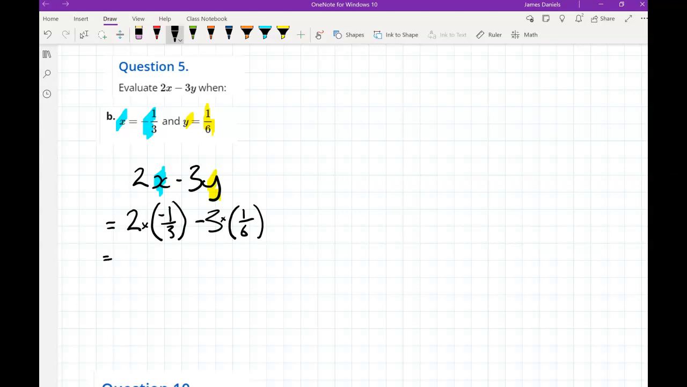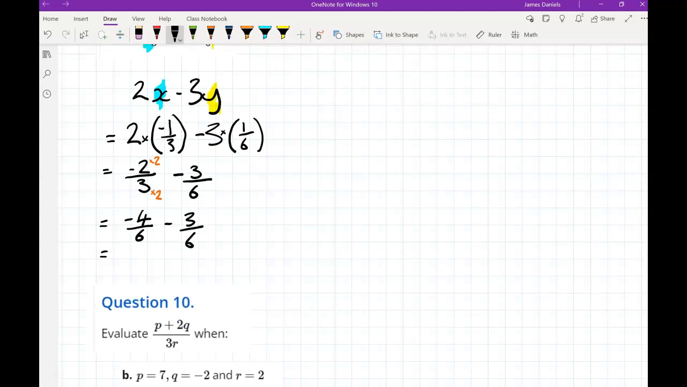I've got 2 times negative a third, so 2 times negative 1 is negative 2 on 3. Negative 3 times 1 is negative 3 over 6. I've got 2 fractions here. We need to have a common denominator with fractions before we can add or subtract. Notice that we're subtracting. So the common denominator I can create is 6. If I multiply by 2, multiply by 2, I would get minus 4 on 6 minus 3 on 6.